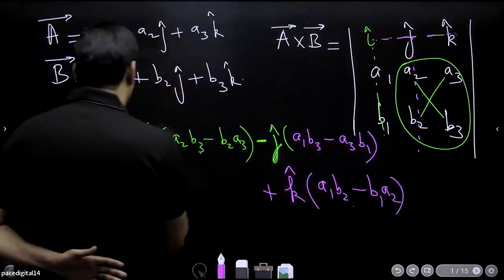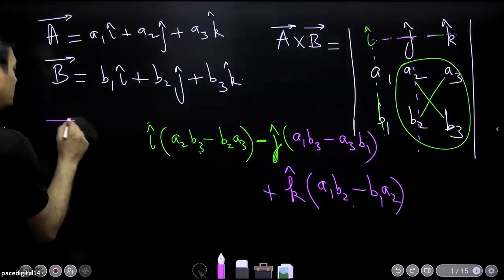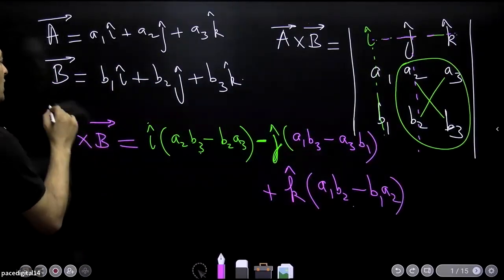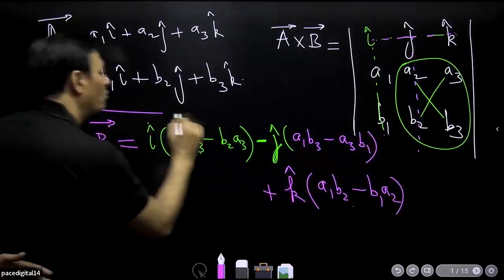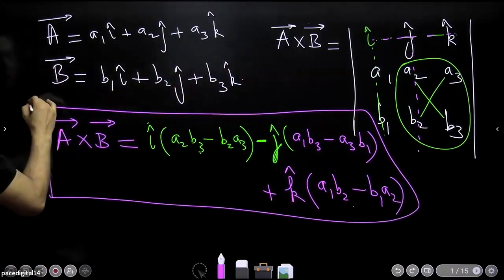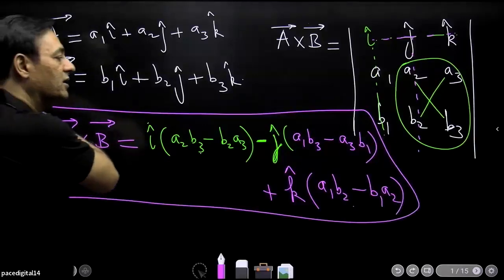This is A cross B. This is how it is defined. Please note it down. You will get to know more about it later. I have introduced you to dot product and cross product.